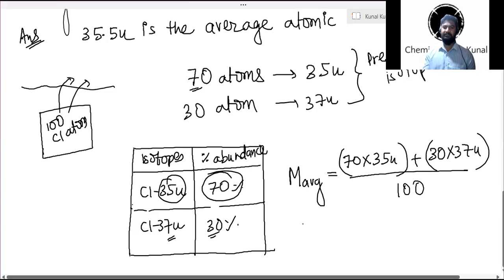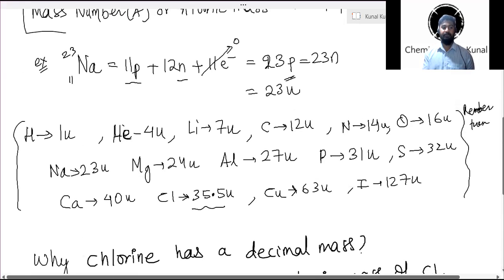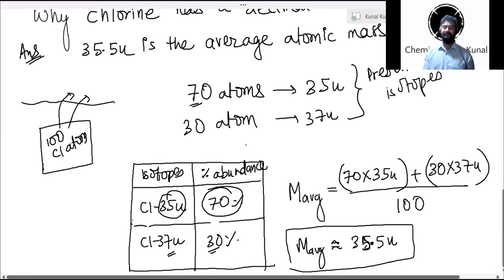It's always 100 as the denominator. So the mass average comes out to be approximately, if you calculate it, 35.5 U. This is a clear indication that the mass actually was average mass. It's neither the mass of chlorine atom 35 nor 37. It's an average value. So whatever mass you have studied here, they are all average masses, or rather, in most cases, they are average masses.